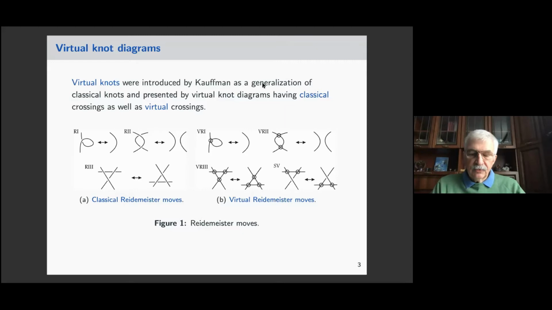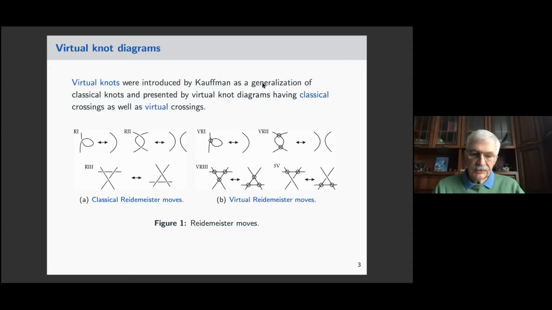Usually, if you have a virtual crossing, we put a small circle. It means that it is a virtual crossing. You can consider the class of virtual diagrams up to this equivalence. The equivalence class we call a virtual knot or virtual link. So we consider everything up to these Reidemeister moves, and we will use these moves to understand something about invariants.